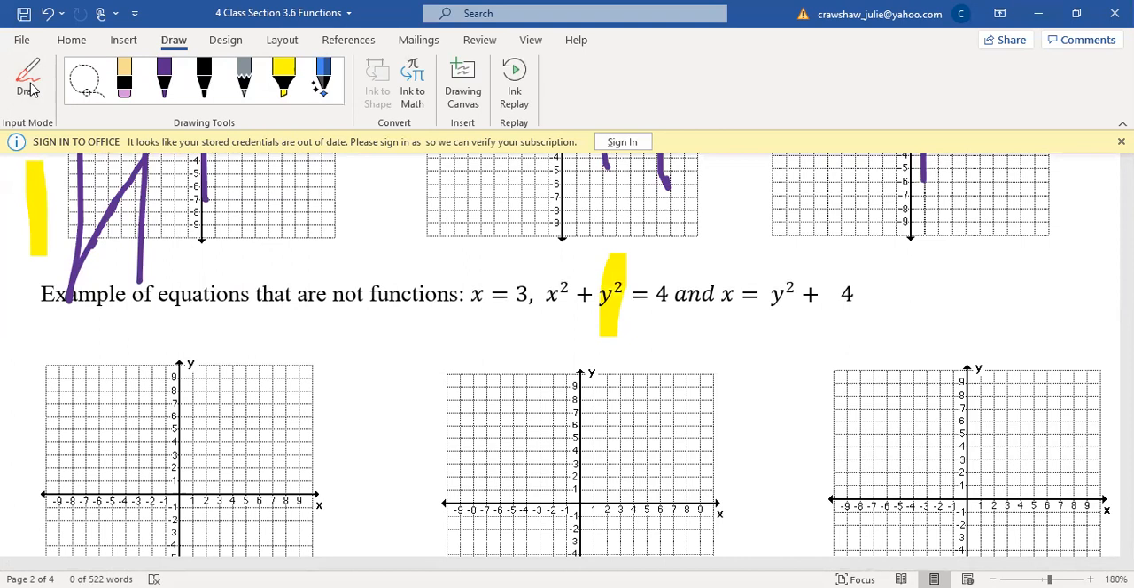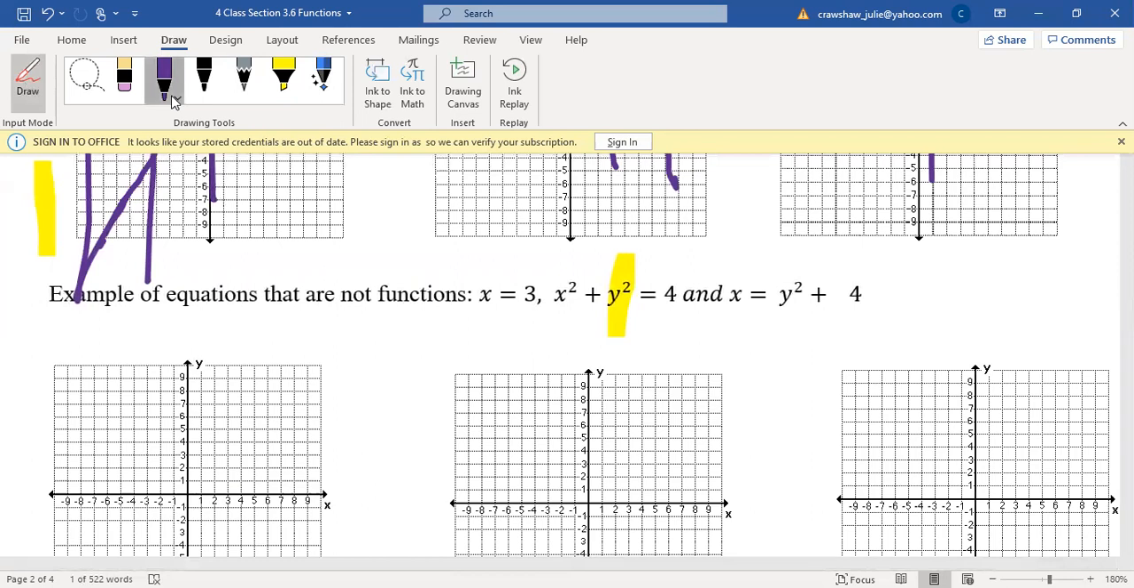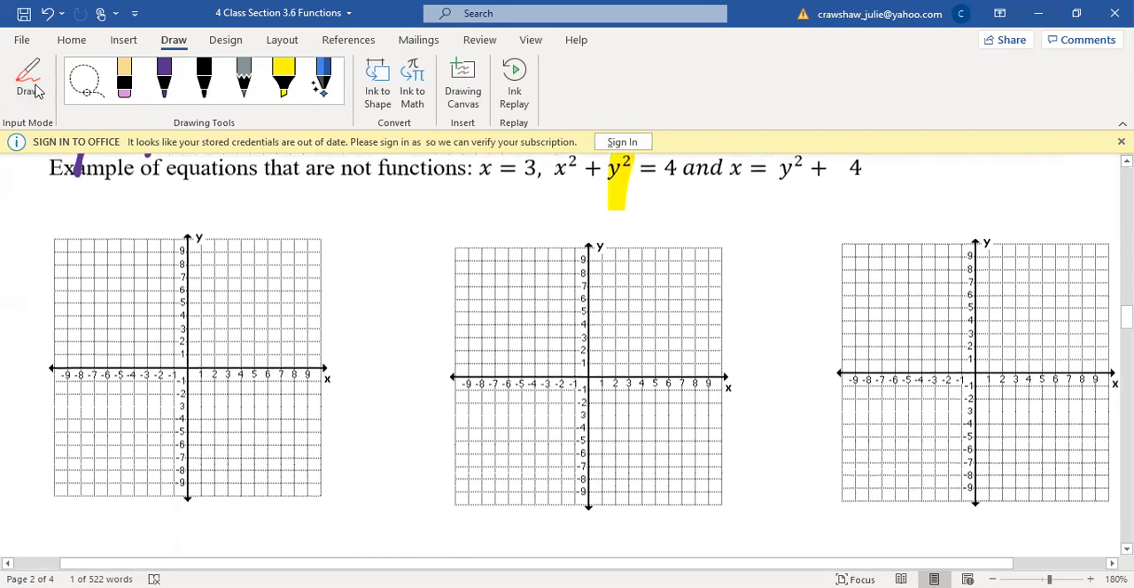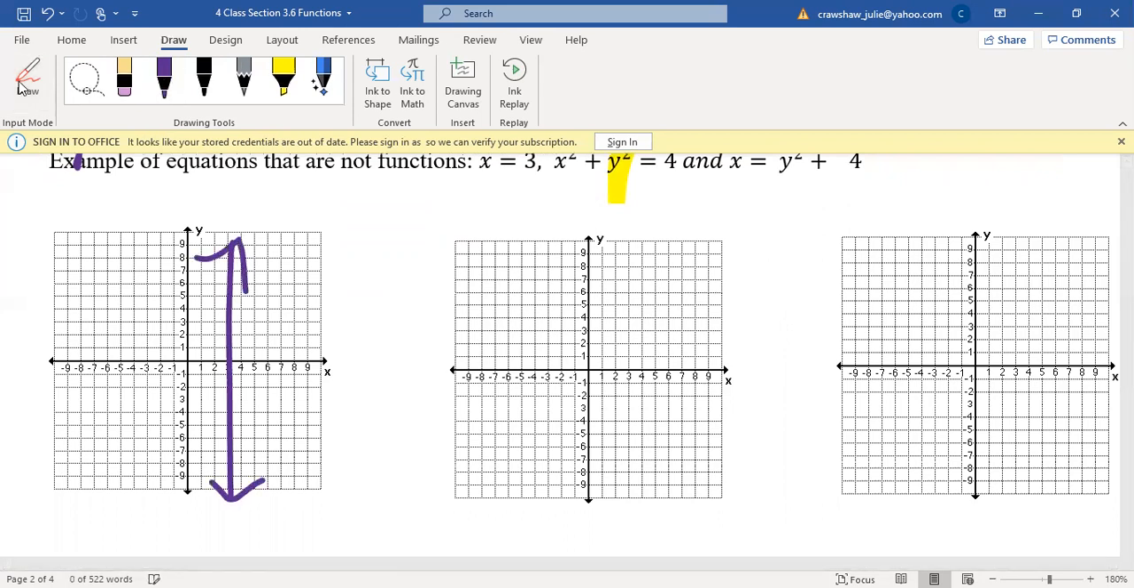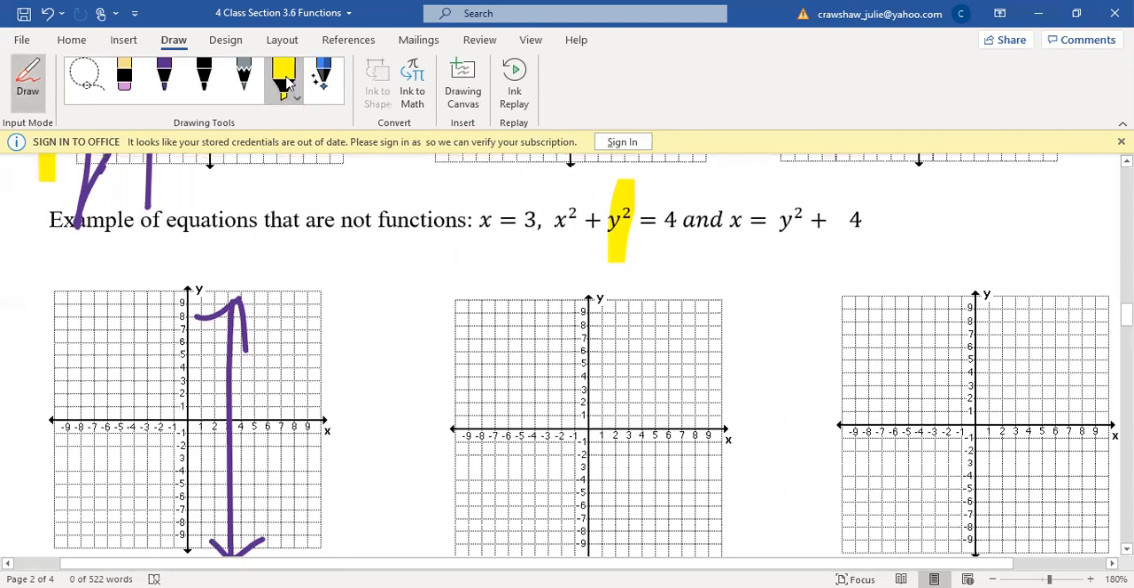And also, if I have x equals 3, which is going to create a vertical line because the x value will always be 3, that can't be a function. So if I have an equation that represents a vertical line, I know it's not going to be a function. If I have an equation where the y is raised to an even power, that's not going to be a function.